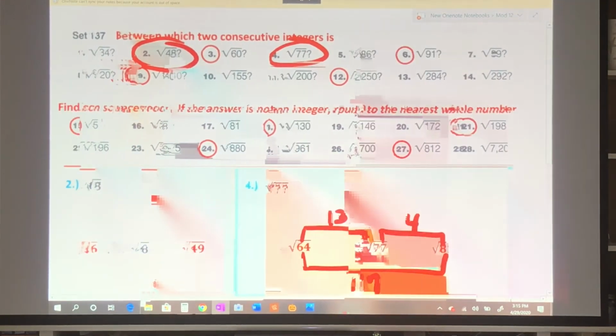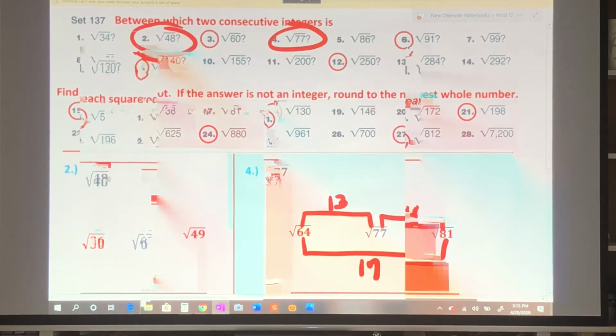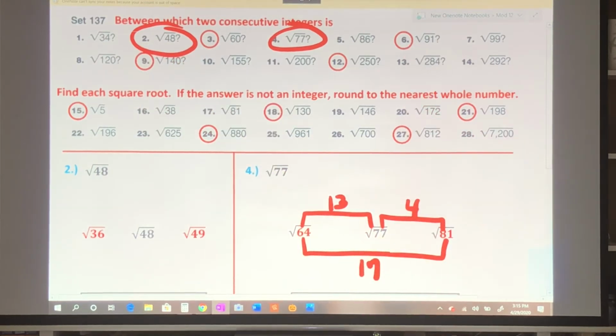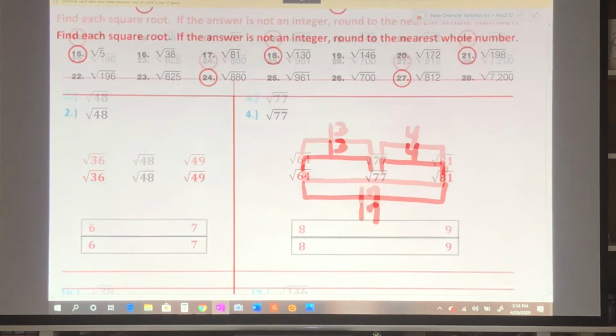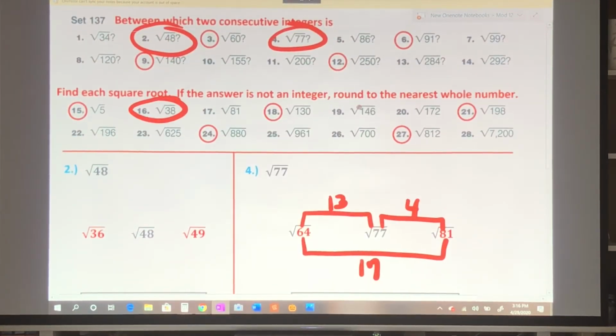Okay, find each square root. That's what I wrote in your Google Classroom. Okay, if the answer is not an integer, round to the nearest whole number. Well, this one's 9. Any other ones? That's what, 25? Yeah, those are whole numbers. Those are integers. So the ones I gave you, what did we do? 16 and 19. Okay. 16 and 19 are the ones that I did. And I sent this to you the other day.